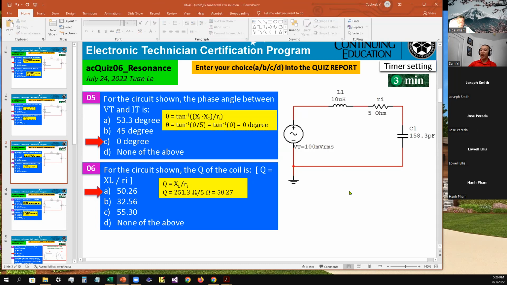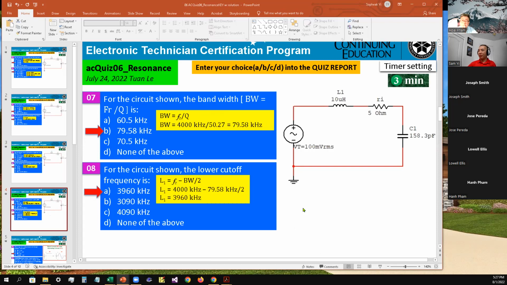For number 6, for the circuit shown, the Q of the coil: Q equals XL divided by R. XL was 251.3 ohms divided by 5 ohms, so that comes to 50.27 for Q. So the answer is A for number 6.